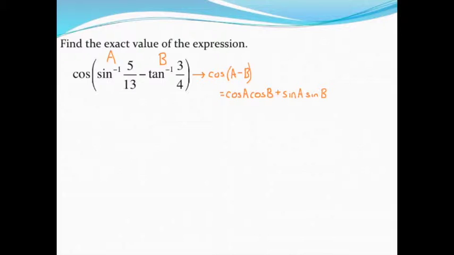In these examples, we're going to again take a look at our sum and difference formulas for sine and cosine. Even though these problems look very different, they're going to be as simple as recognizing that we have two angles. In this case, I'm trying to find the cosine of the difference of those two angles.